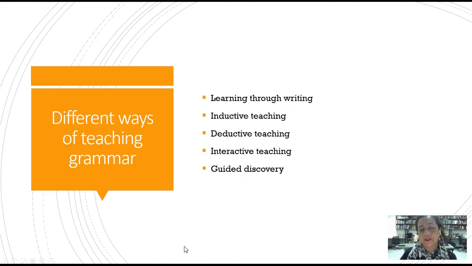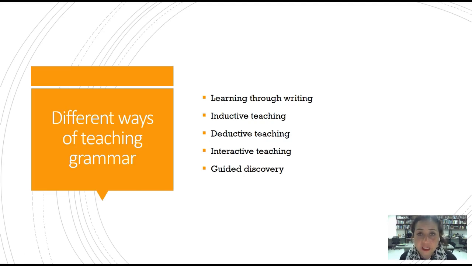There are different ways of teaching grammar, and they are going to vary according to the educator. There is, for example, learning through writing. There are some people that think that just having students write a lot and analyze grammar patterns from the writings is going to be enough. There are other people that prefer inductive teaching. That is when you present a massive amount of examples, and out of the examples you try to extract the grammar structure. Anyway, we are focusing on form in that sense.